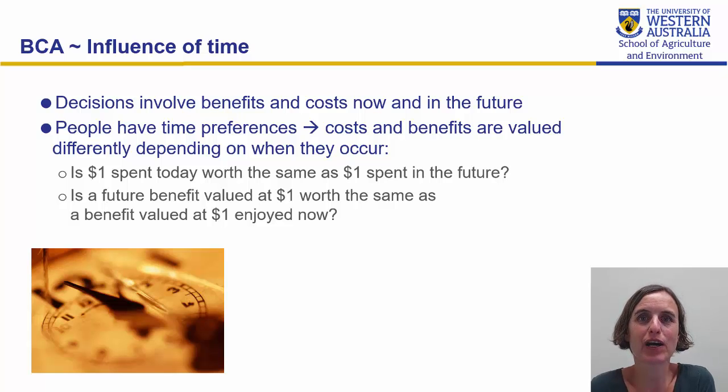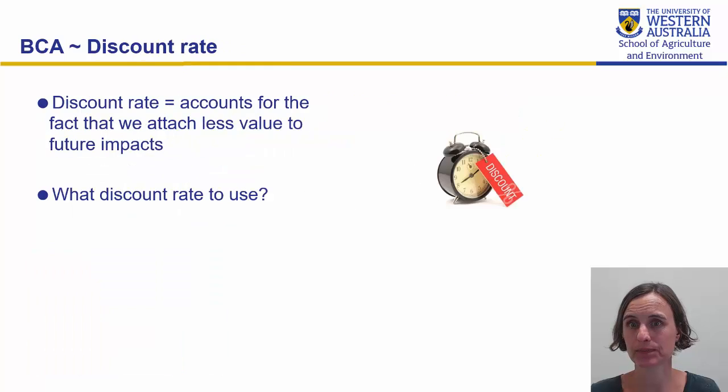Say, if I ask you, would you rather have $100 today or would you prefer me to give it to you next week? Pretty much all of you would say, I'd rather have it today, thank you. It's because we value impacts now more than impacts in the future. And the discount factor takes account of this. It accounts for the fact that we attach less value to future impacts.